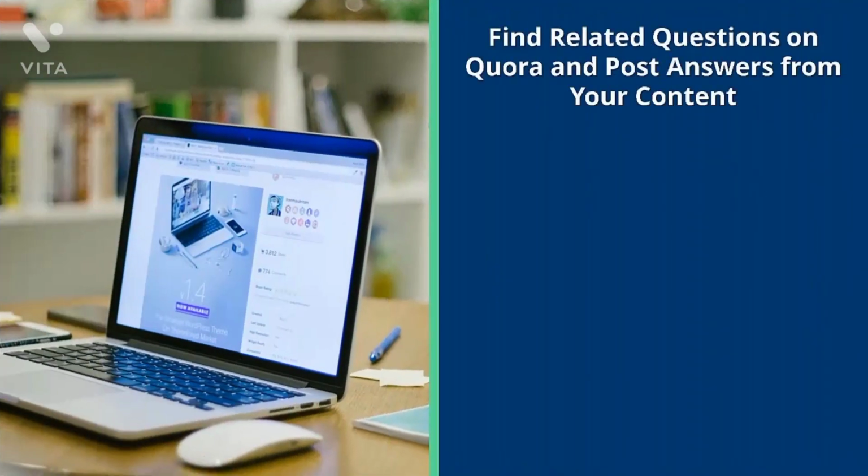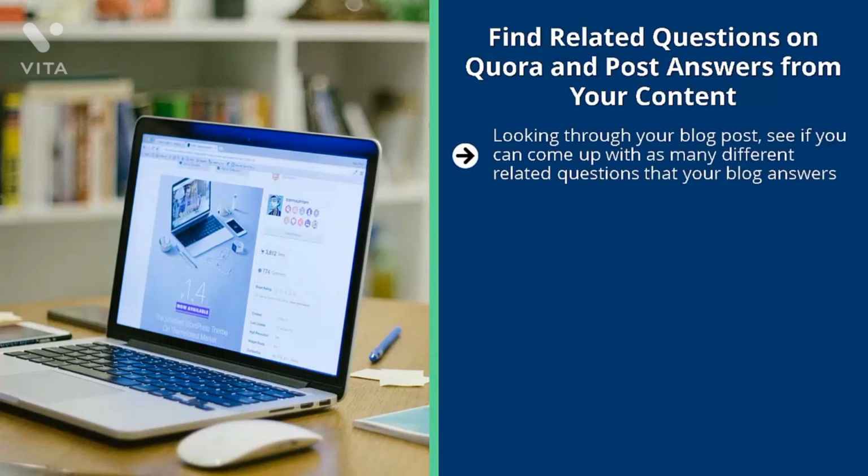Find related questions on Quora and post answers from your content. Looking through your blog post, see if you can come up with as many different related questions that your blog answers. You then search for these questions on Quora or find related questions. Post your answer and then link to your blog post as a resource.